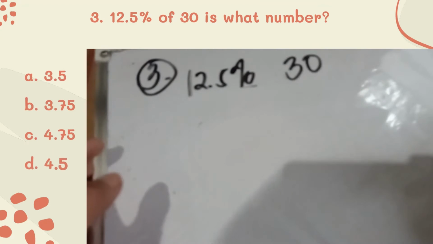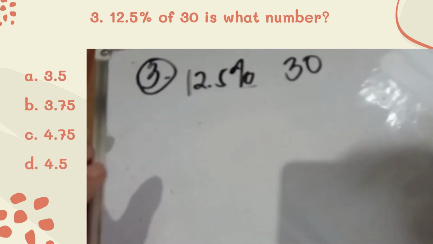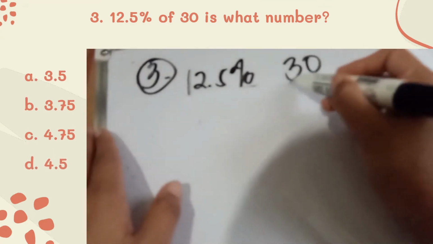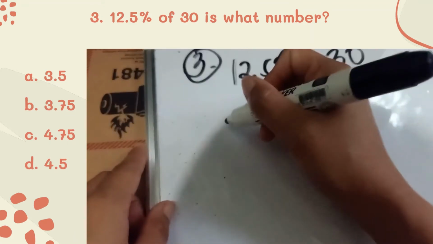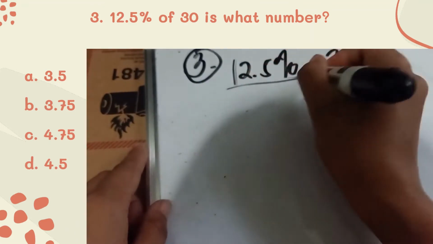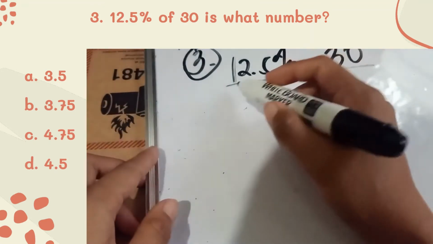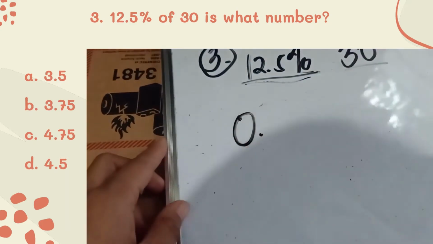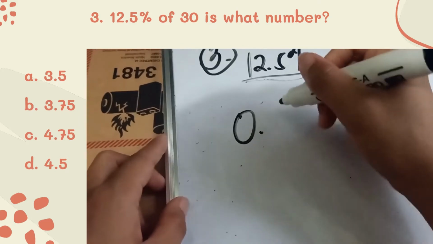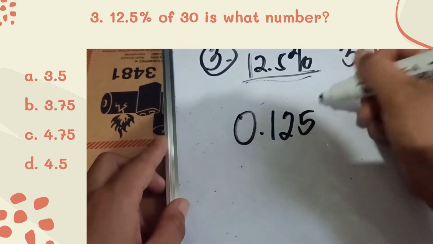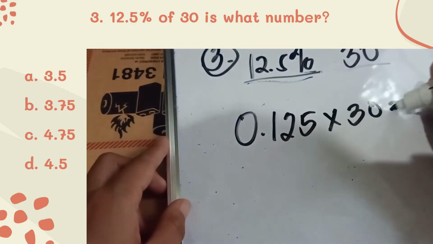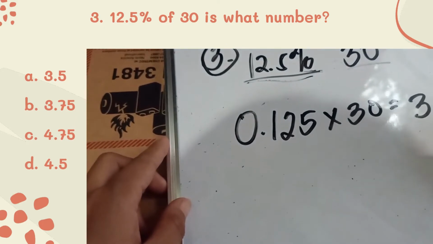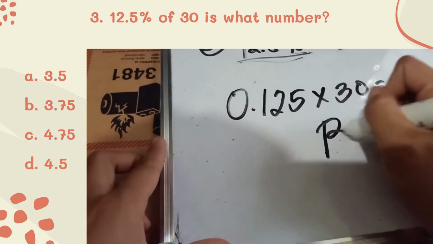12.5% of 30 is what number? Ano daw ang 12.5% ng 30? So, we have to multiply this. And first is we have to convert this percentage into decimal. And ang decimal nito is 0.125 multiplied by 30. And ang sagot is 3.75. Therefore, ang sagot ay B.